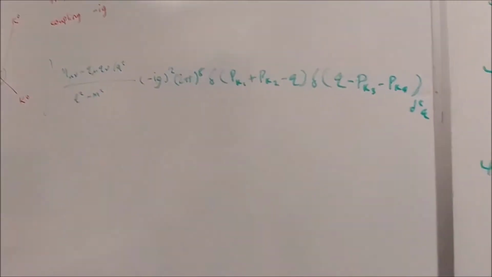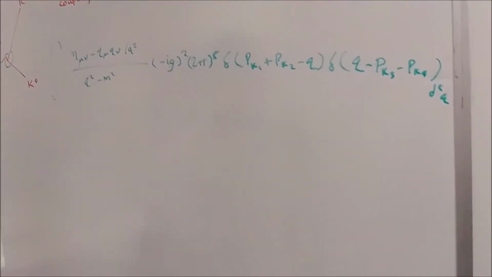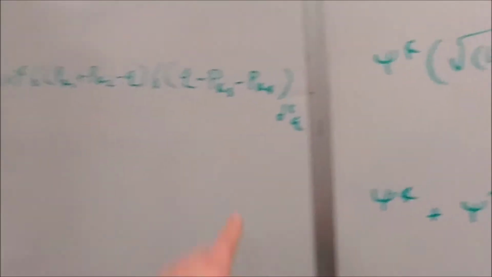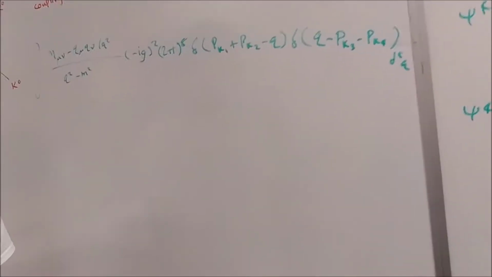And then why is it now 2 pi to the power of 8? Because there are two Dirac delta functions. Oh, I actually get that. What is this last part? It's d to the 4 cube. It's a d 4. Integrate over that. That's really hard to read.